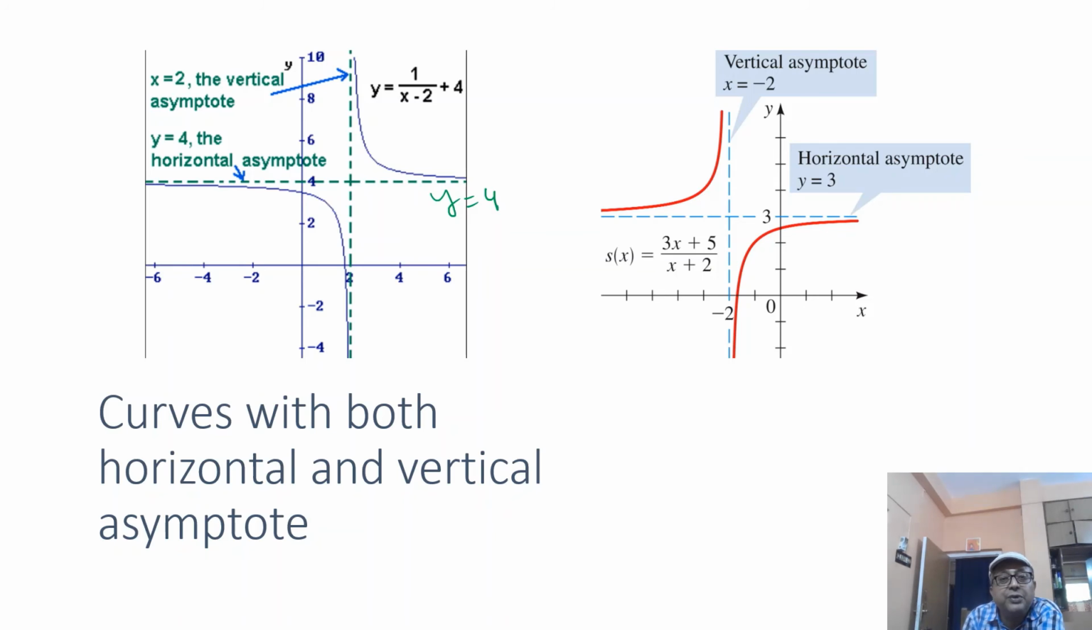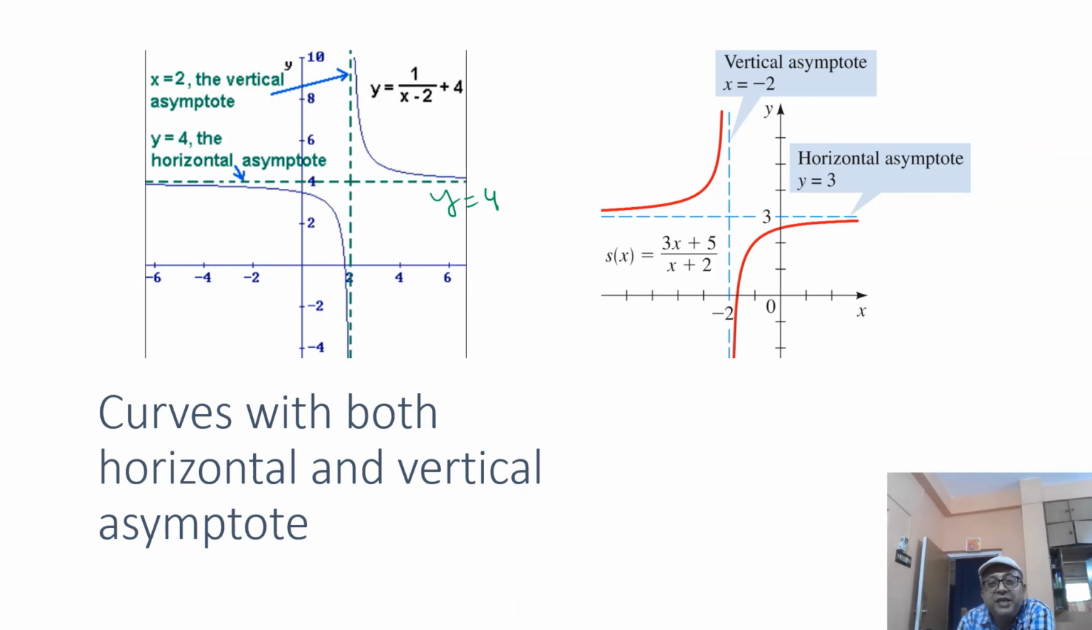So for this curve there exists, like most rational curves, both horizontal and vertical asymptotes. But depending on the degree of x in numerator and denominator, there will exist an oblique asymptote also. Okay, there is another example here. You can see that g(x) equal to 3x plus 5 by x plus 2.